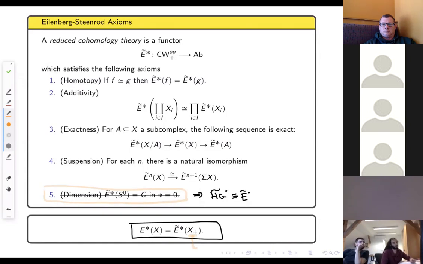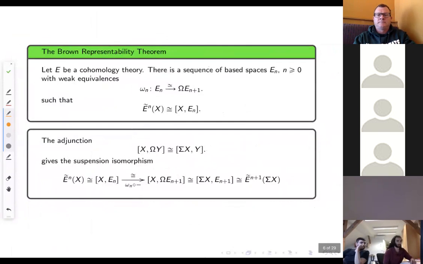So those are the axioms, and you might ask, okay, so on the previous slide at the end I said, well, ordinary cohomology is representable. So what about these? And the fact that these are all representable is a theorem called the Brown representability theorem.